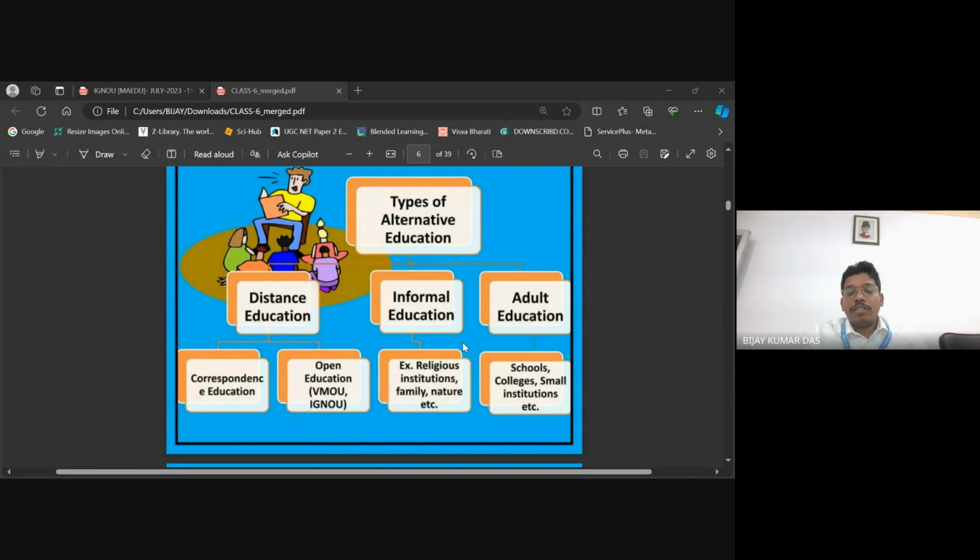We learn and see many things in an informal way. And adult education centers are also there, schools, adult education centers, colleges, small institutions, companies, libraries. So we are learning so many things in our day-to-day life through the types of alternative education. Right? Okay.